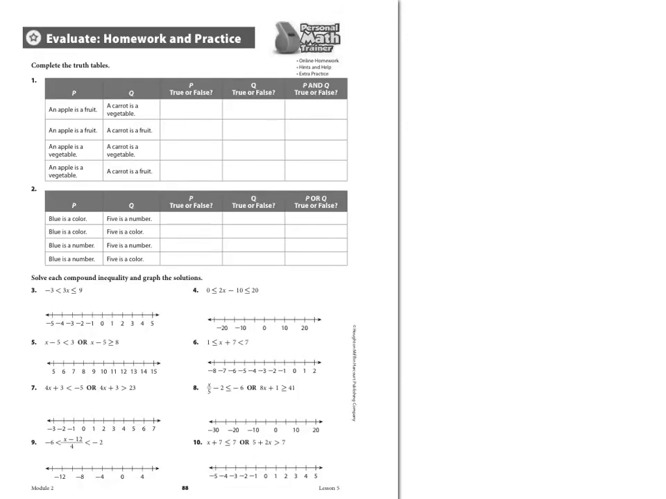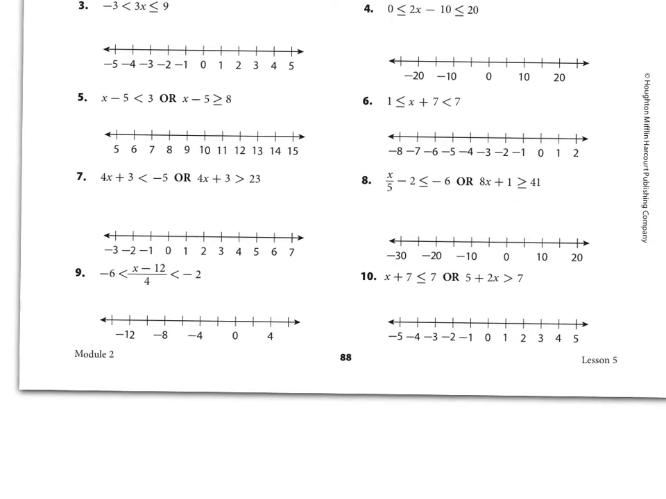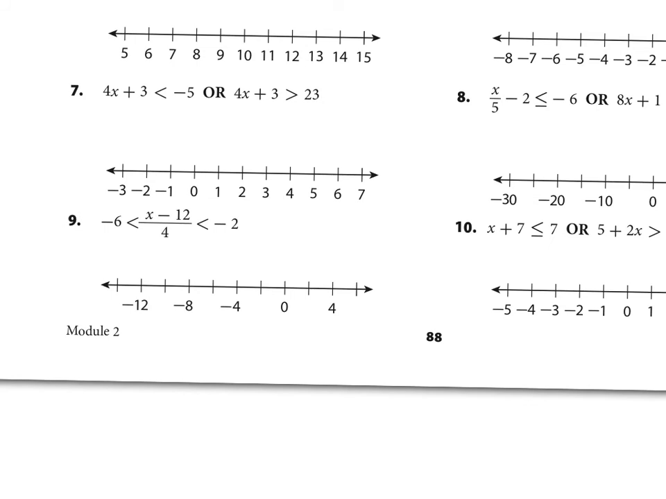Alright, so we're going to start with problem 7. We're going to skip the truth tables there. Come to problem 7. Here's an or. Now remember, when we were looking at ors, they should go apart. And the reason they go apart is because it's one or the other. So we just work out each inequality. So here I'm going to subtract 3. So we get 4x is less than negative 8. Divide by 4. So we get x is less than negative 2.